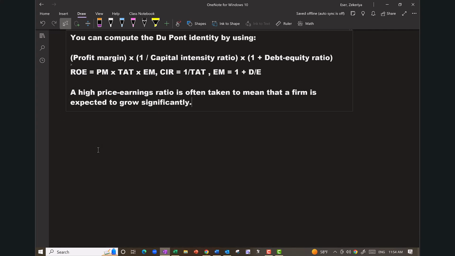If a firm has a high price earnings ratio, that is often, not always, but often taken as a sign that the firm is expected to grow significantly.